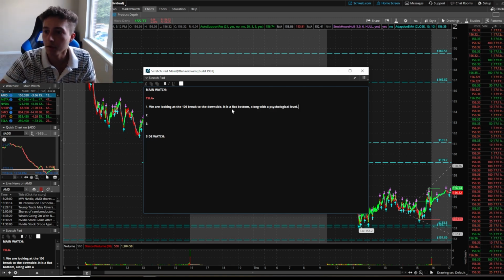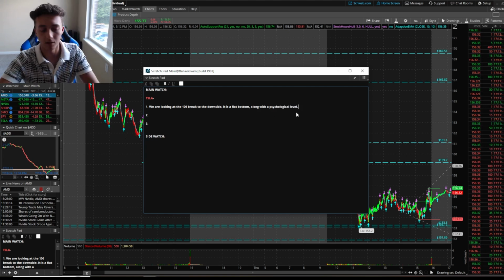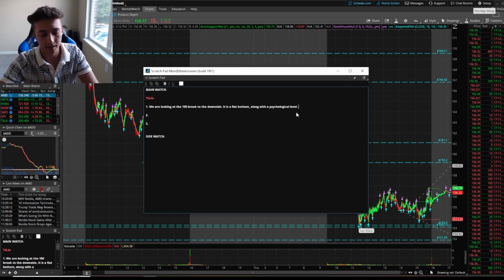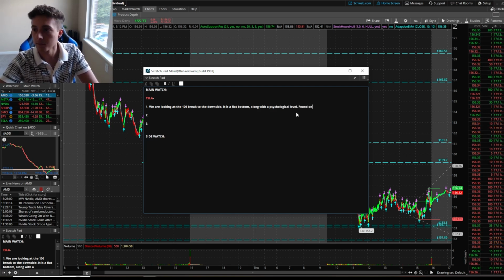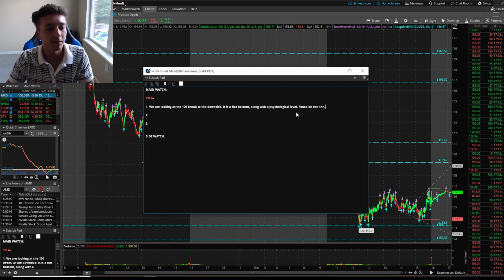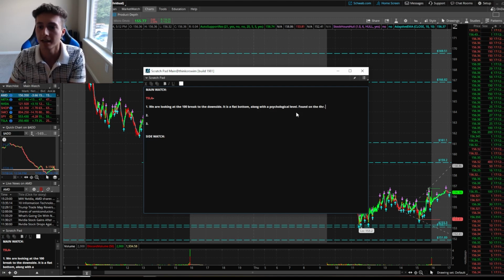So we have two reasons why we like this. It's a flat bottom along with the psychological level. And then you can also clarify what time frame you found this on. So in this case, let's say we found it on the 4 hour. So this means we found this trade on a larger time frame, which means it is a great setup for us to look at.